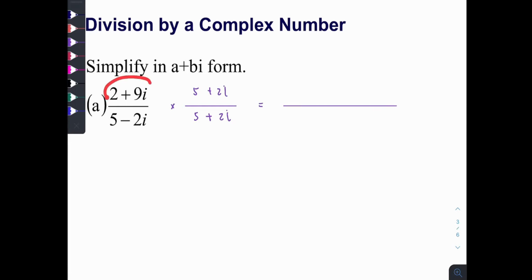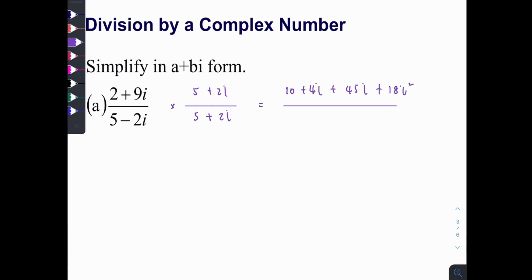For the upper part, we just do the multiplication as usual. 2 times 5 will get a 10. 2 times 2i will get a 4i. 9i times 5 is 45i. 9i times 2i is 18i squared.